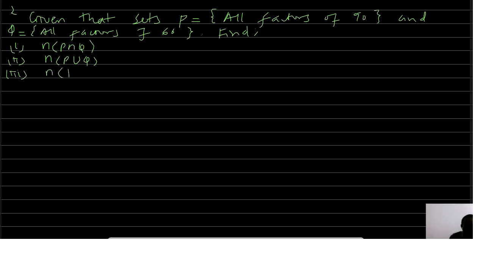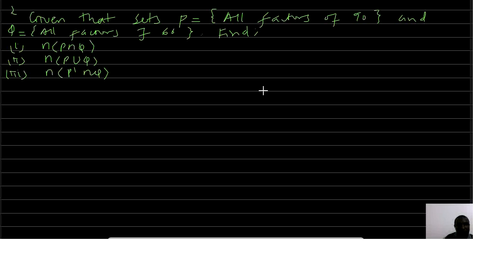Example 2. Given that set P is a set of all factors of 90, and Q is a set of all factors of 60. We need to find, number 1, the number of elements in P intersection Q. Number 2, the number of elements in P union Q. Number 3, the number of elements in P complement intersection Q.